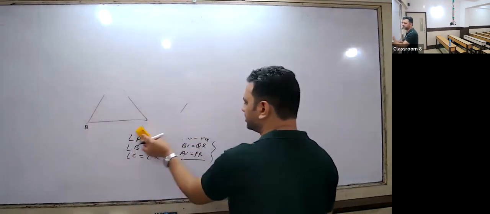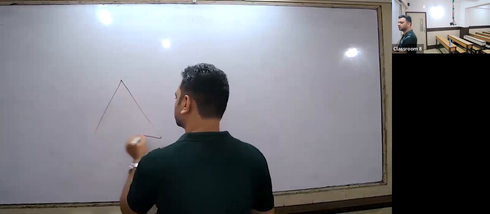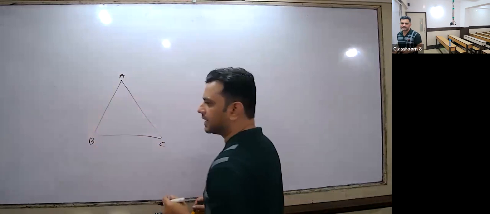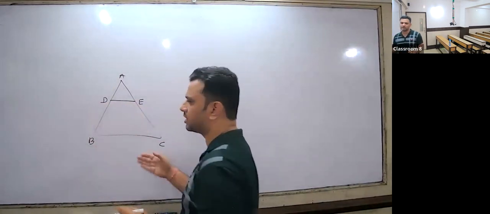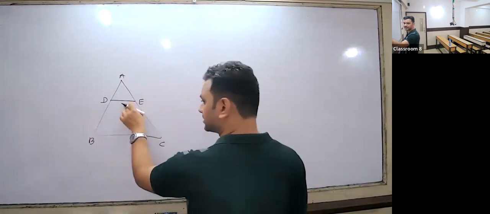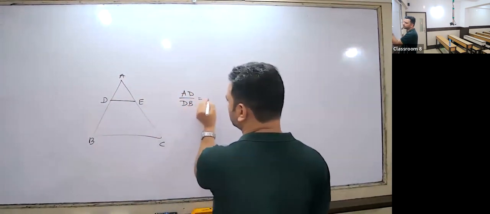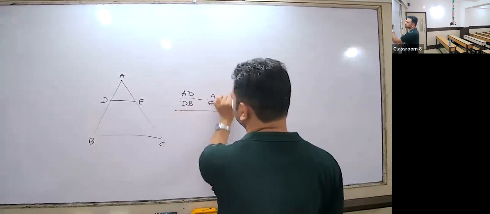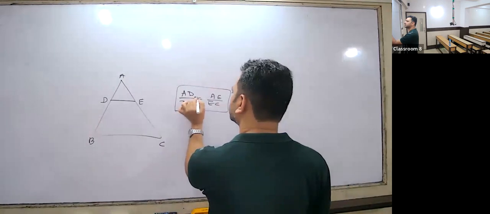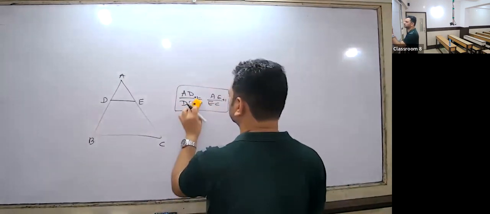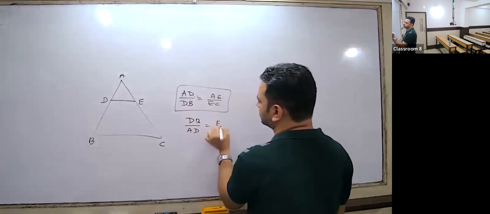For similarity we have BPT, the basic proportionality theorem. Let's say we have triangle ABC, and I draw a line segment DE parallel to one side, say BC. Then this line segment divides the other two sides in the same ratio. AD by DB should be equal to AE by EC. This is called BPT, the basic proportionality theorem. Clear? Now if I first take the inverse, I can write DB by AD equals EC by AE.